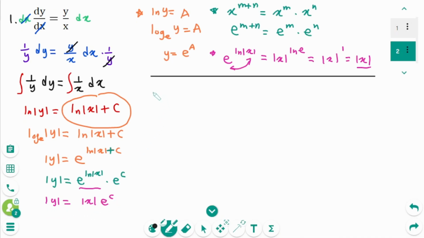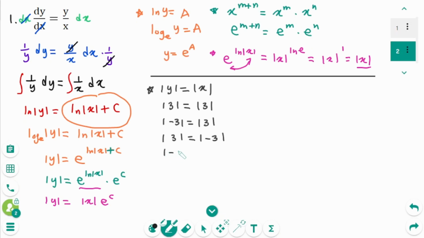Think about this one. Absolute value of y equals absolute value of x. For example, absolute value of 3 equals absolute value of 3. Absolute value of minus 3 equals absolute value of 3. Absolute value of 3 equals absolute value of minus 3. And the last, absolute value of minus 3 equals absolute value of minus 3. Then this part, we can rewrite as y equals plus minus x. Then back to the original, y equals plus minus x times e to the power of c.